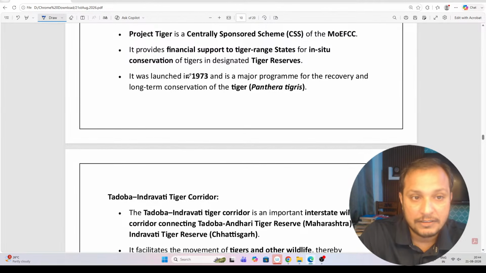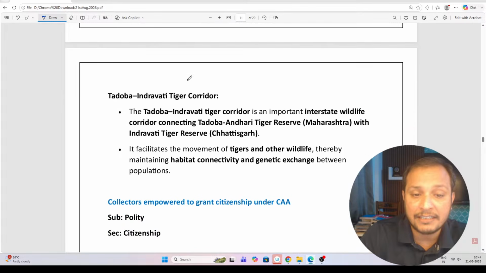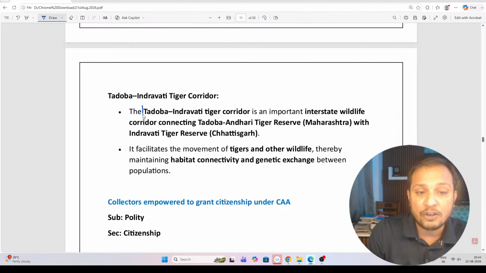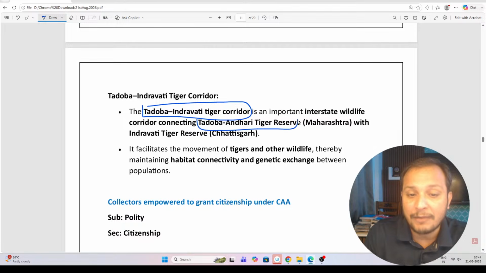Okay. So Project Tiger, it's a centrally sponsored scheme, guys. You must be knowing NTCA implements the Project Tiger. You know, this Tadoba Indravati Tiger Reserve, guys. Tadoba Andheri is in Maharashtra and Indravati is in Chhattisgarh.